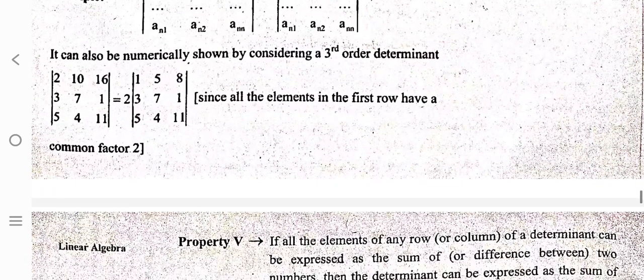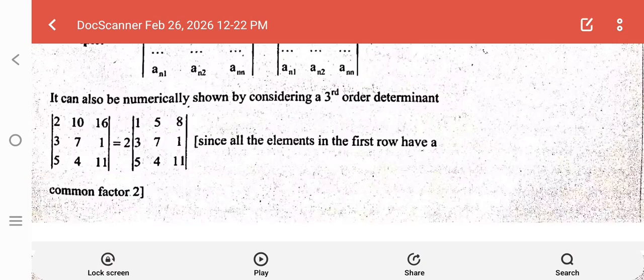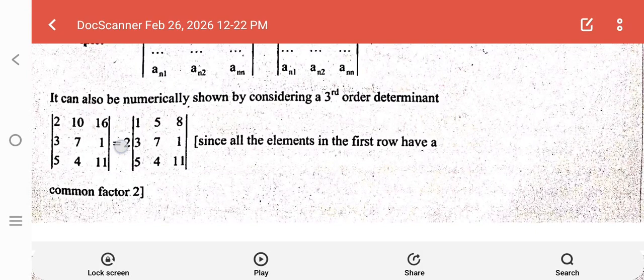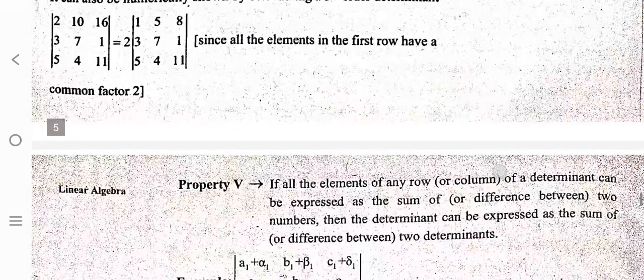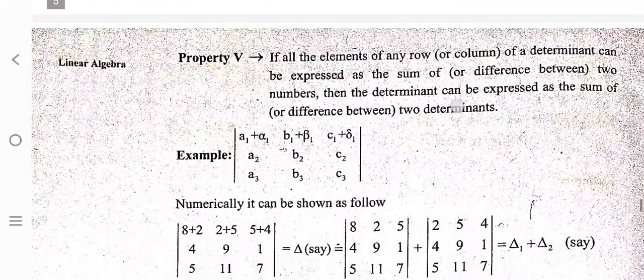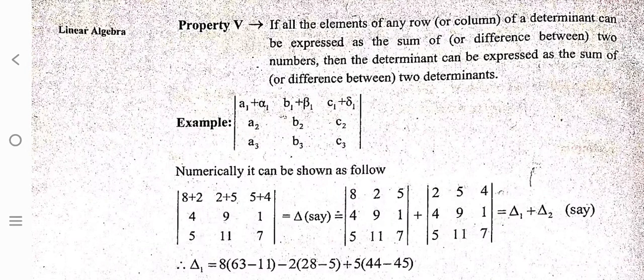We can also show this numerically. By considering a third order determinant, all the elements in the first row have a common factor. The common factor is 2, so just take 2 common here, and 2 is multiplied with the value of the determinant.